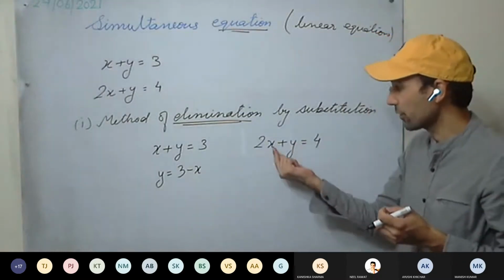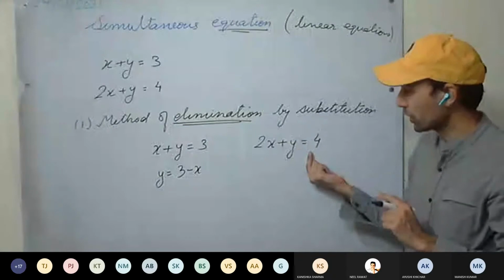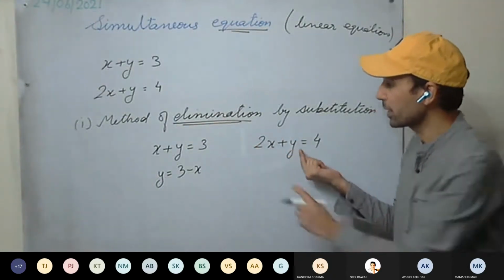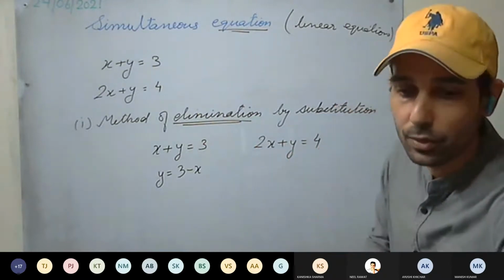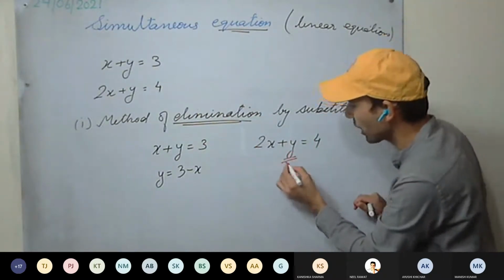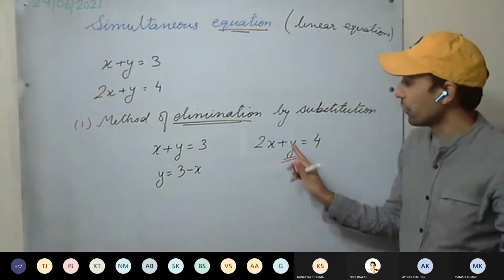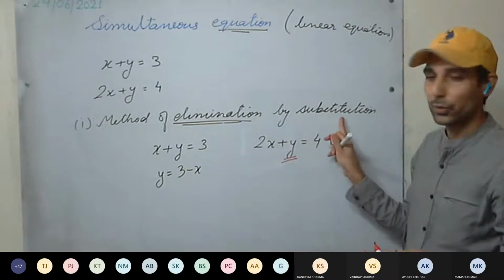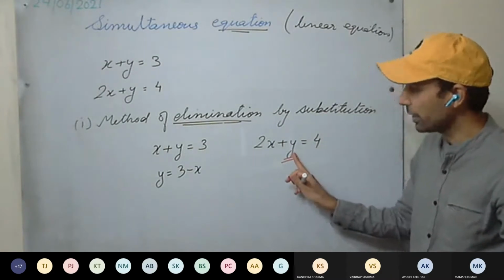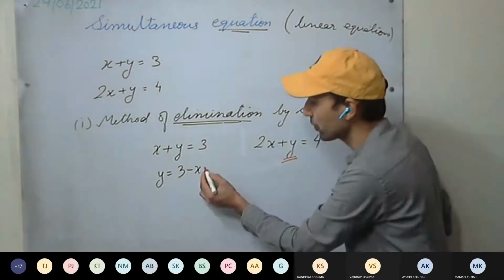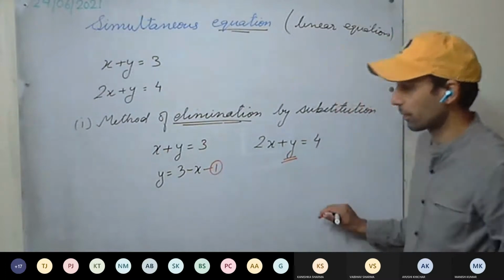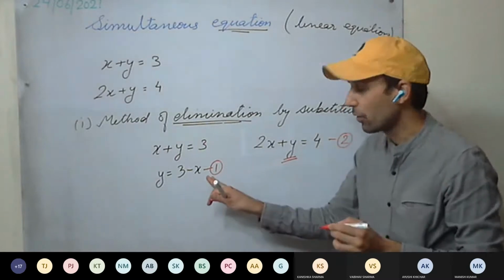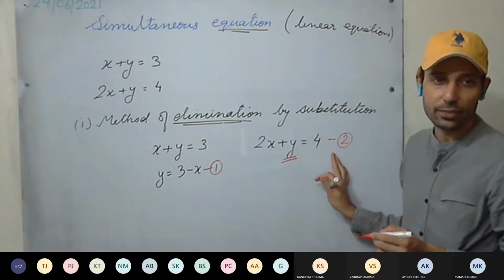Now see the second equation. We have 2x plus y equal to 4. In the second equation we are going to eliminate one variable. We are going to eliminate this y variable, and how? By substitution. We'll be substituting the value of y from the first equation. So we are going to put the value of y from the first equation into the second equation.